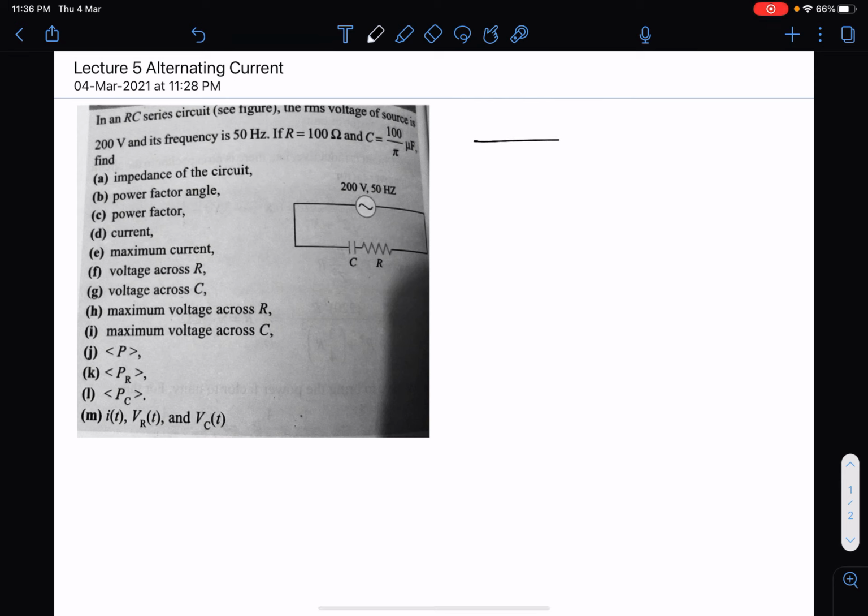We have this circuit here, we have one capacitor and one resistor, so they are connected here with a source of 200 volt. A 200 volt AC source is there, and the frequency of this source is given as 50 hertz, right? It is given 200 volts, so of course it is VRMS, right? VRMS, and C is also given here.